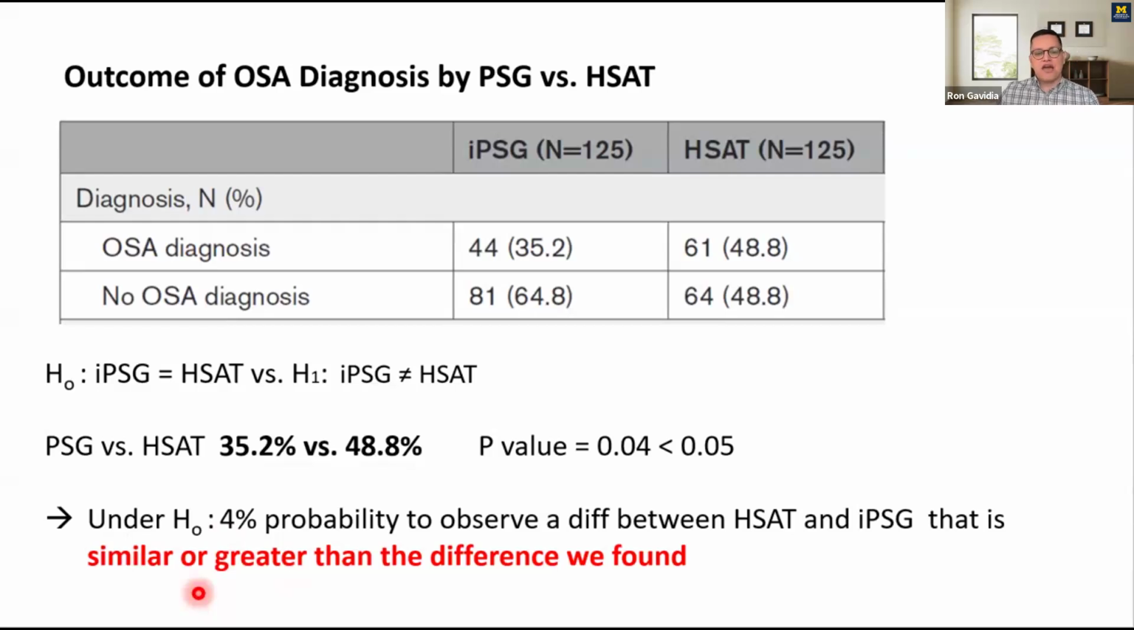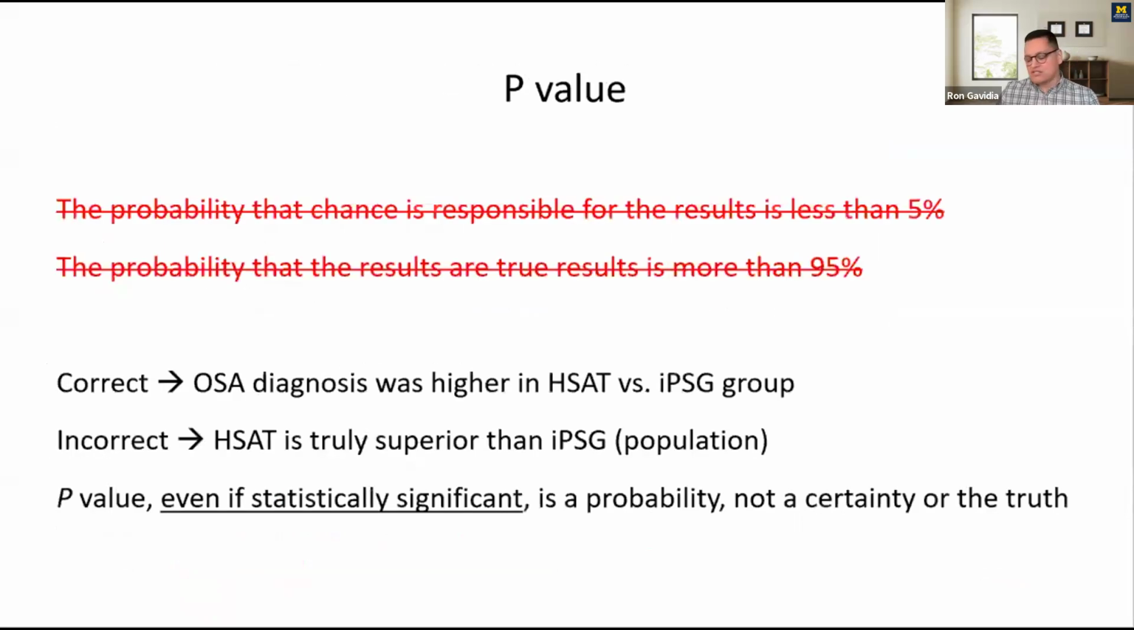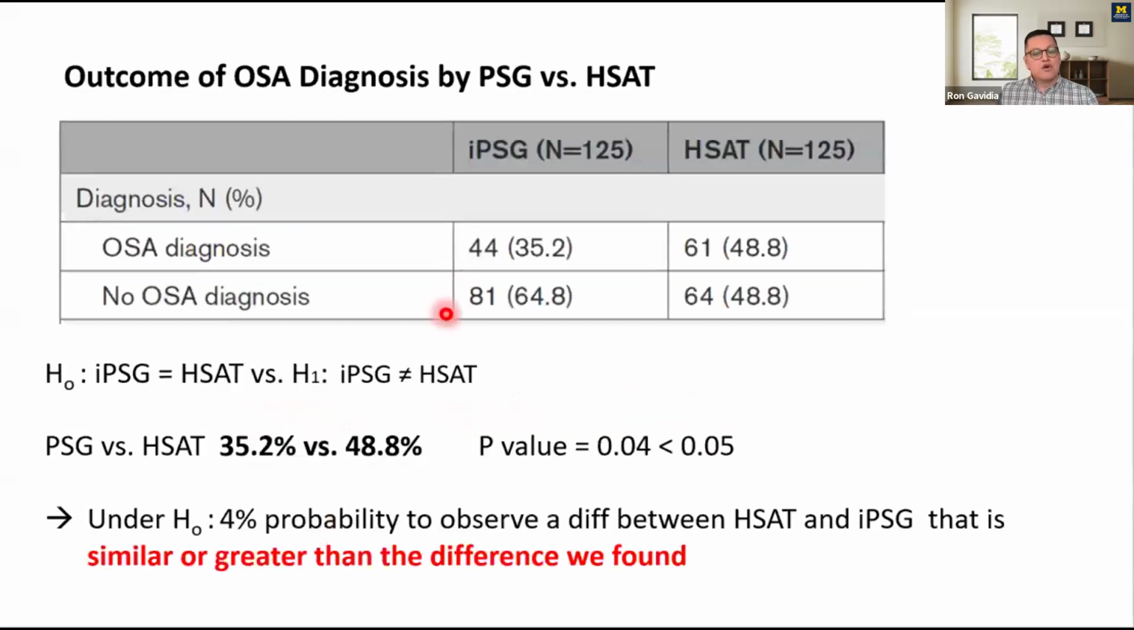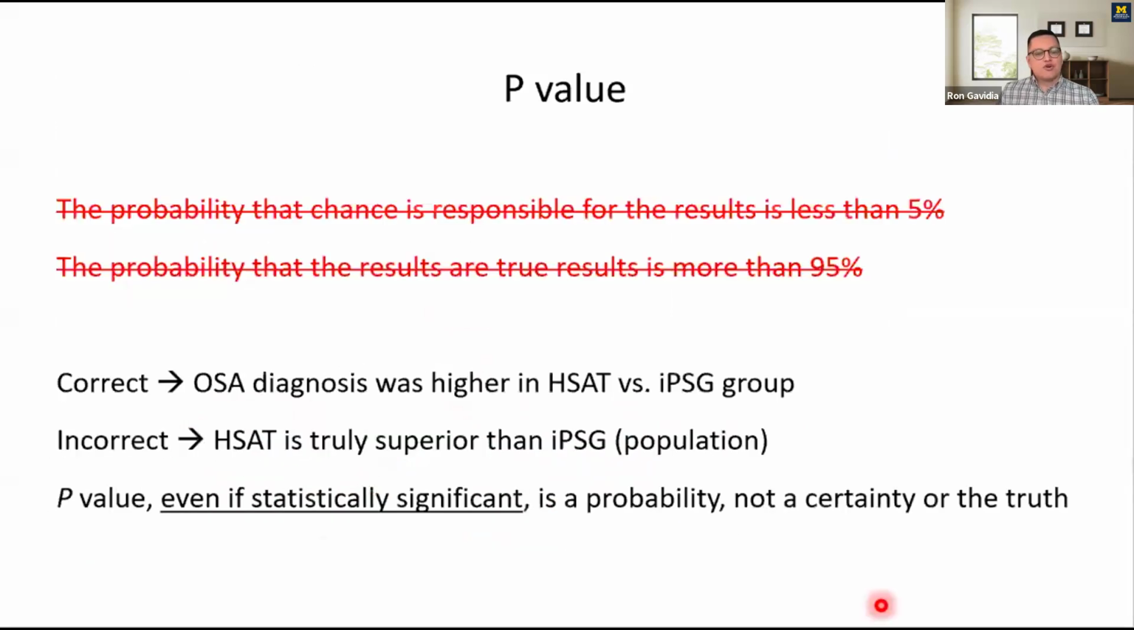So what happens, for example, if we have, in this same example, a p-value of 10%? We're going to discuss that later on, but it is correct to say, based on this information, that the OSA diagnosis was higher in the home sleep apnea test versus the PSG. Again, number one, we have a p-value of less than 0.05, and we also have this difference of 13.6% between the two groups. So the OSA diagnosis was higher in the home sleep apnea test versus the PSG.